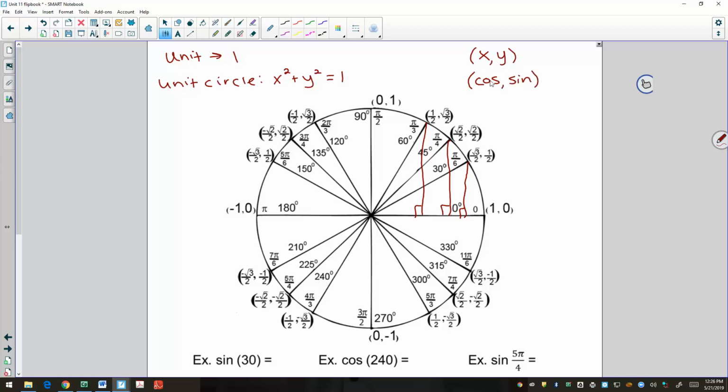Now, the way I remember which one comes first is it's alphabetical, just like it's alphabetical for x and y. X comes first in the alphabet and then y, and then C comes before S. So that's kind of how I remember who goes first. So cosine is the first number for that particular angle, and sine is the second number. So to come up with these numbers, here's how they came up with them.